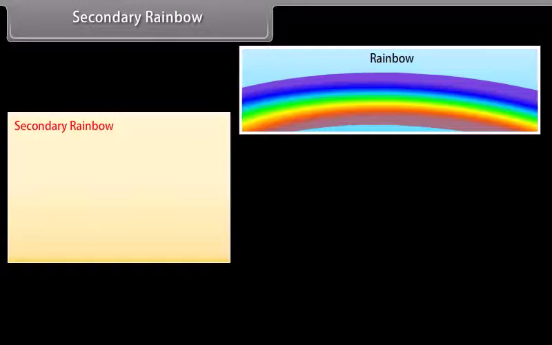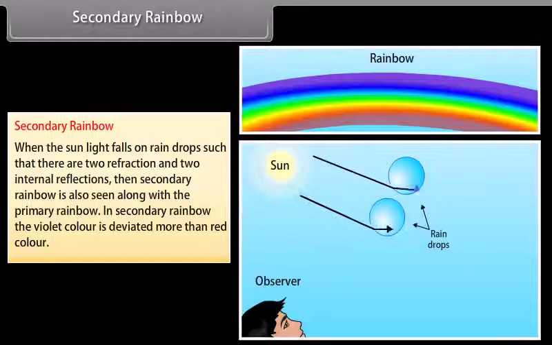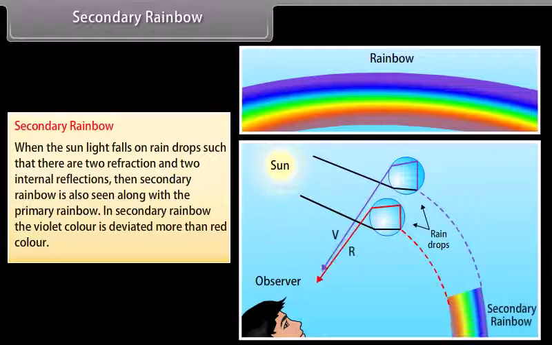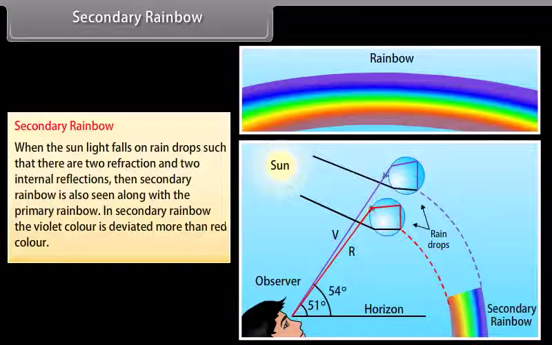Secondary rainbow. When the sunlight falls on raindrops such that there are two refractions and two internal reflections, then a secondary rainbow is also seen along with the primary rainbow. In this second rainbow, the violet color is deviated more than the red color.